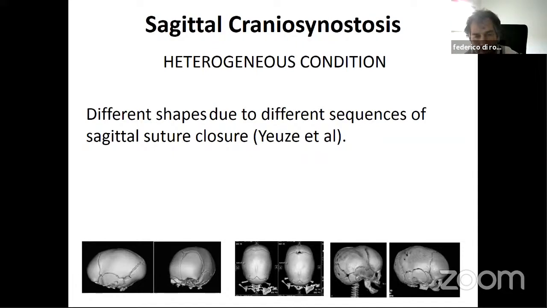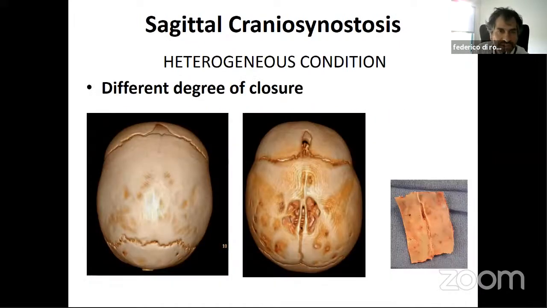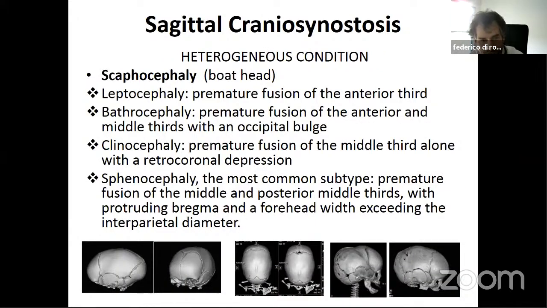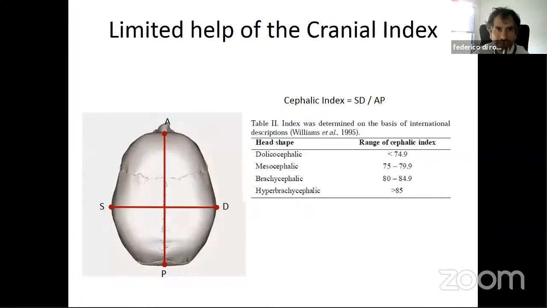Why is it heterogeneous? Because though we are talking about the same closure of the sagittal suture, there are a lot of different shapes in the skull that you can see after the closure. Difference in shape according to the sequence in time of the closure of the suture, and sometimes different degrees of closure. Like in the example here, you can have complete closure and you can have partial closure with the sagittal sinus going inside, or only partially fused sutures. And this will give different shapes, different types of heads that define different subtypes from the morphological point of view. And the measure we usually use, which is the cranial index, to classify this type of deformation, as you can easily understand, is underestimating the variability that we can have in this type of deformation.